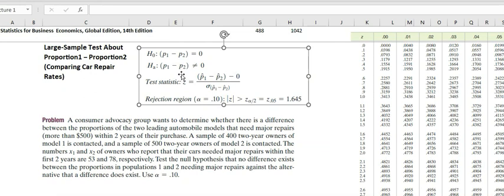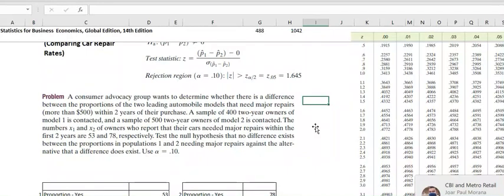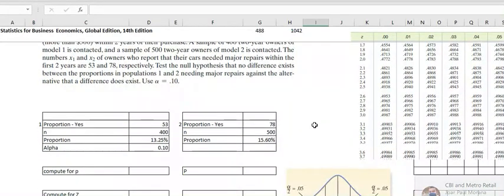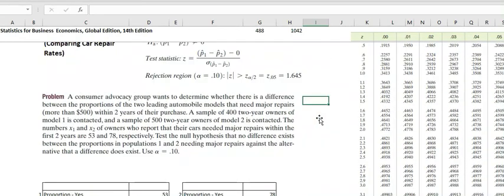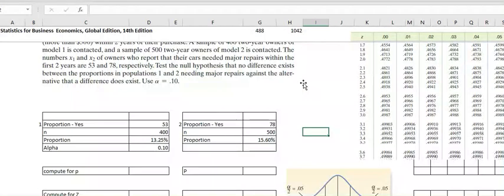So this is what we're going to do. We will compare these two proportions to see if they have a difference. We will test the statistic and use an alpha of 0.10. The alpha of 0.10 is divided by 2 because this is two-tailed again, and this comes up as 0.05, or a z value of 1.645.